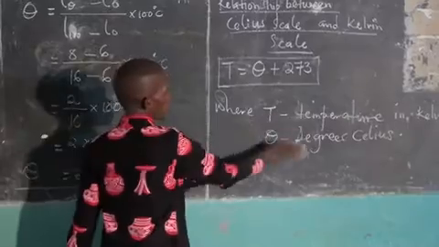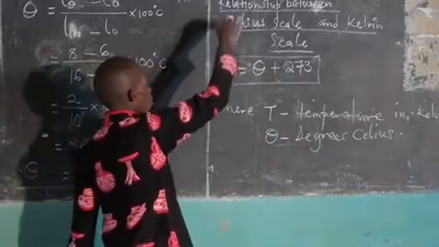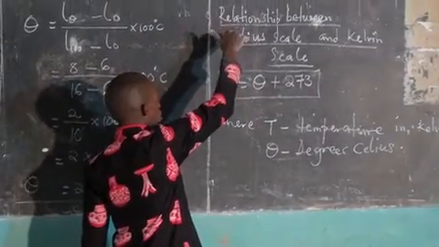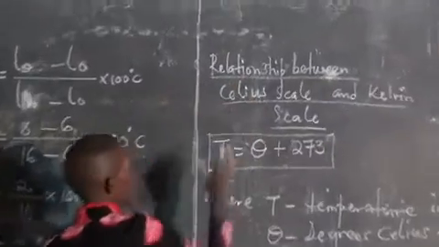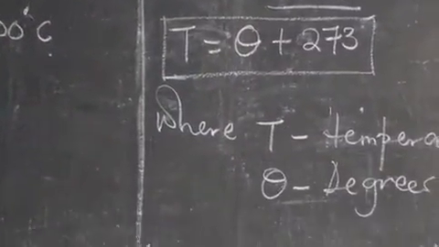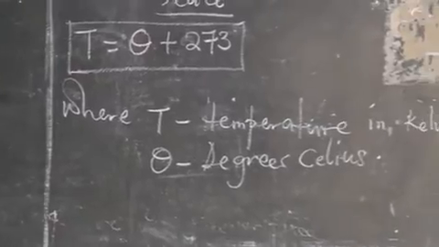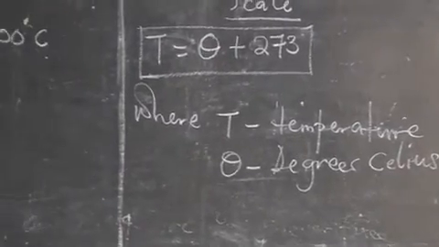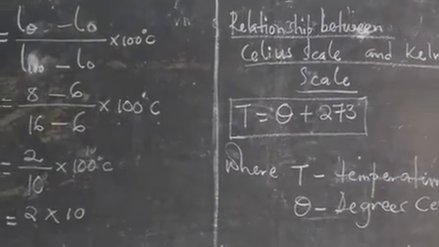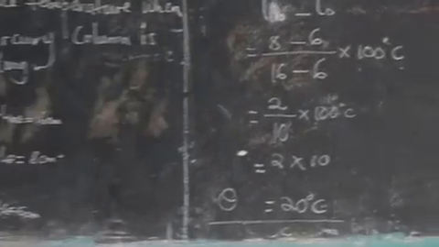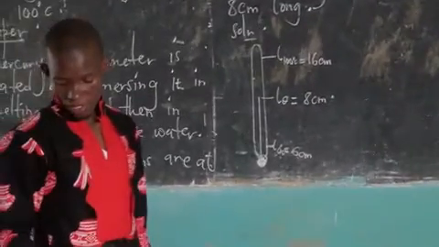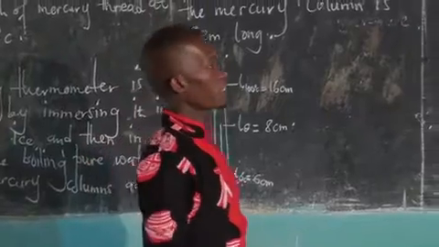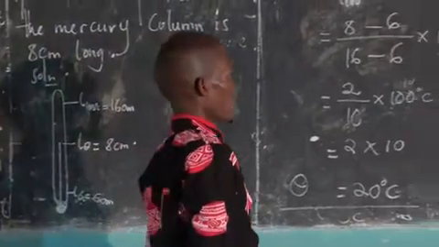So, if you know this, you'll be able to get the relationship between the Celsius scale and the Kelvin scale. We are going to write some examples under the Celsius scale and the Kelvin scale.